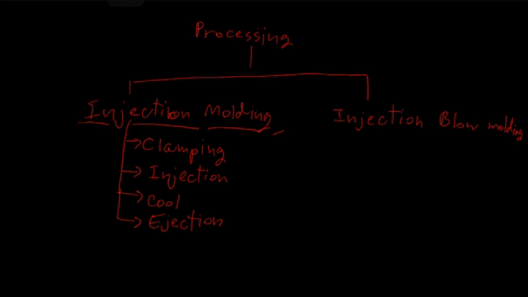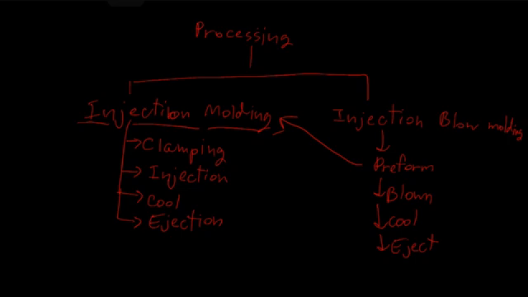And for the injection blow molding, you need a preform. The preform is produced from the injection molding method. When you get the preform, you blow them, change the shape, let them cool, and eject. So you get the preform from the injection. You blow them in the mold. That's why this method is called injection blow molding.